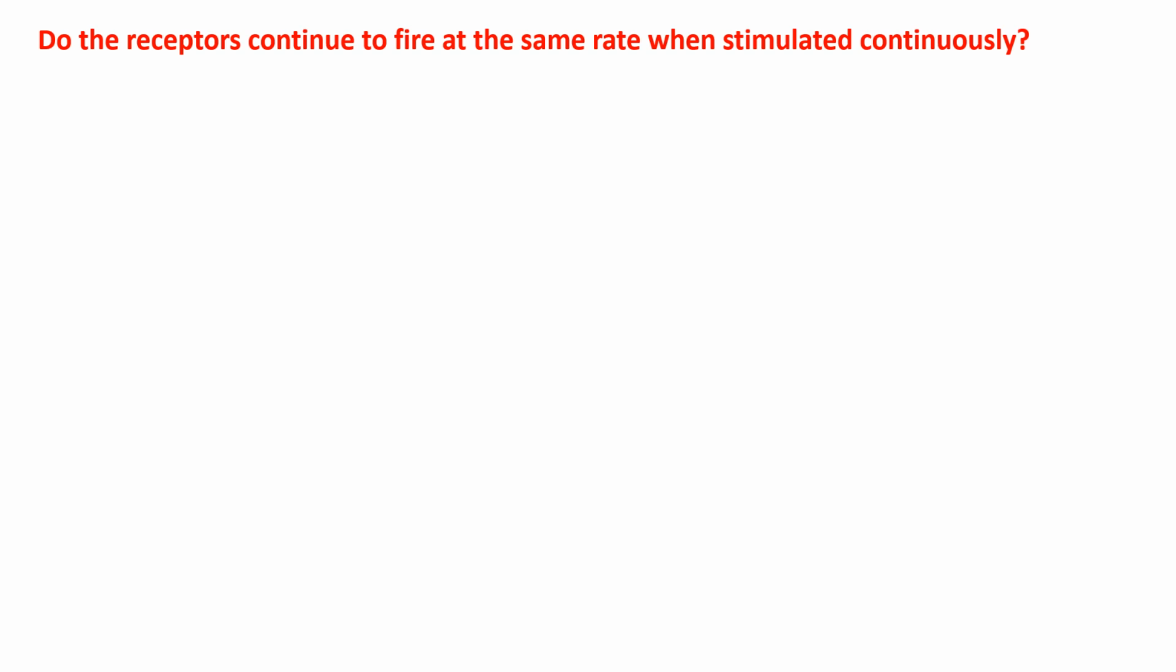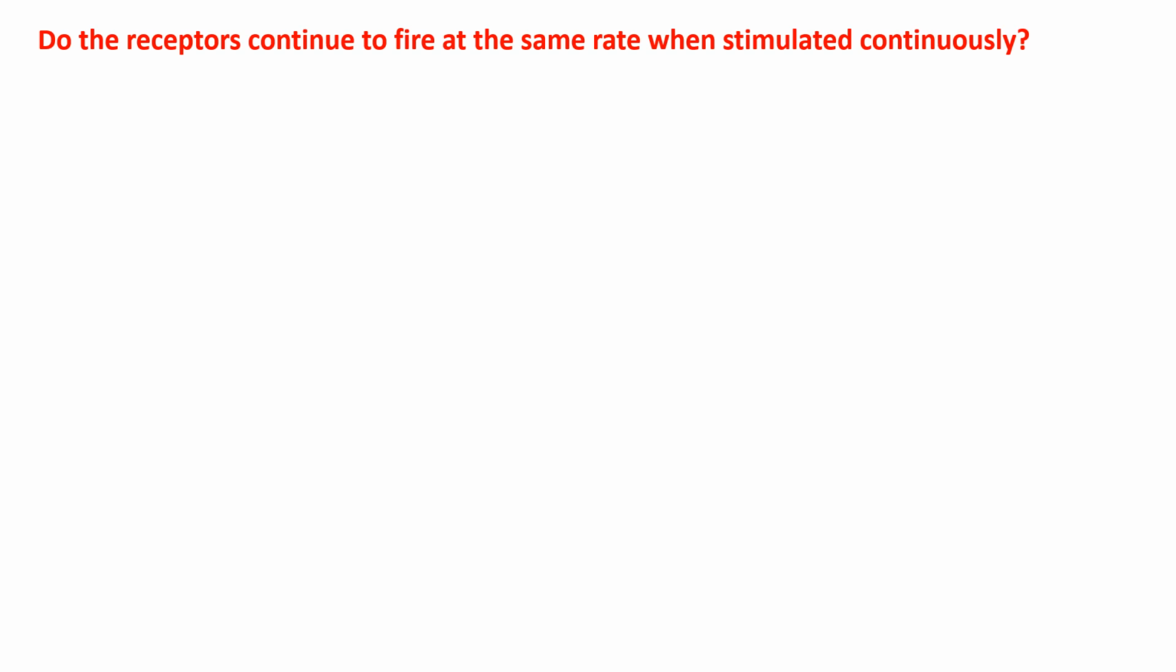Now, do the receptors continue to fire at the same rate when stimulated continuously? As we have spoken just now, when you stimulate the receptor, when the pressure or the adequate stimulus is applied, a receptor potential is generated and an action potential is generated in the nerve. The question that you will ask next is, do they continue to fire at the same rate all the way through, as long as the stimulus is there? The answer is no.